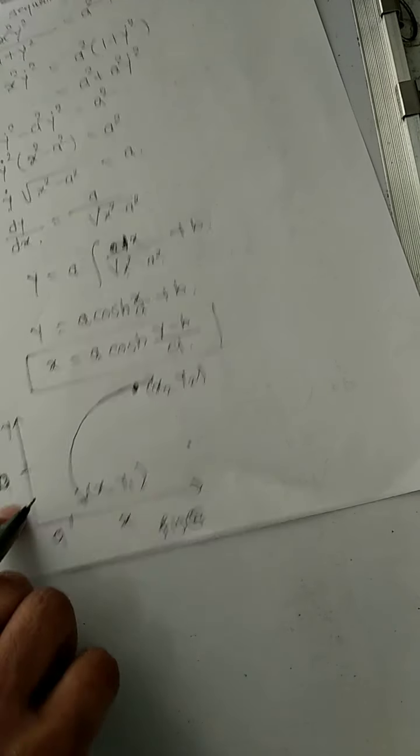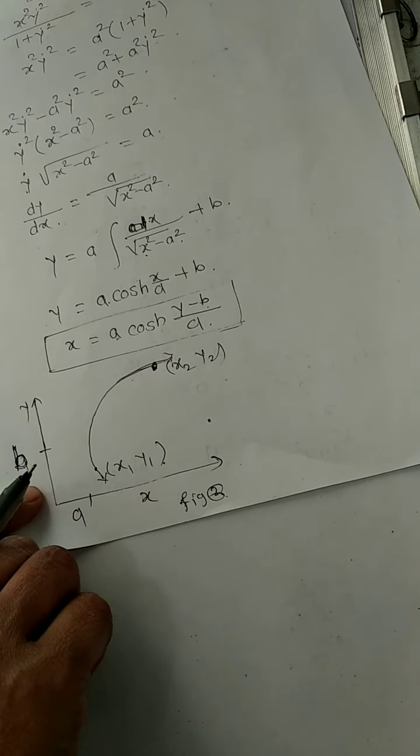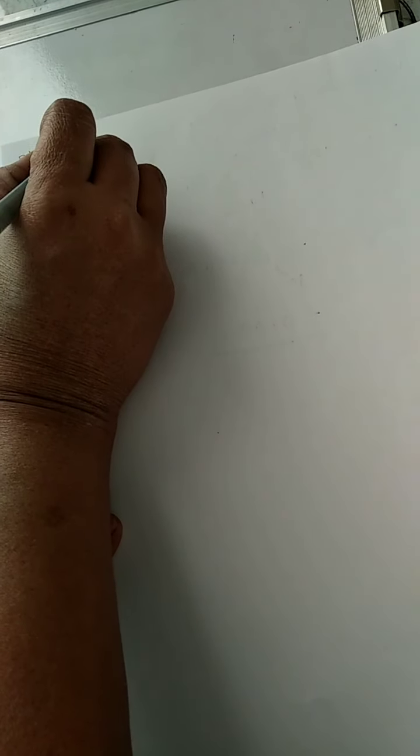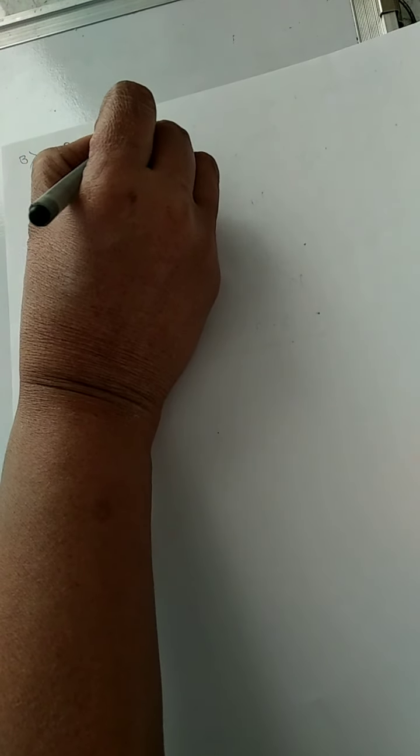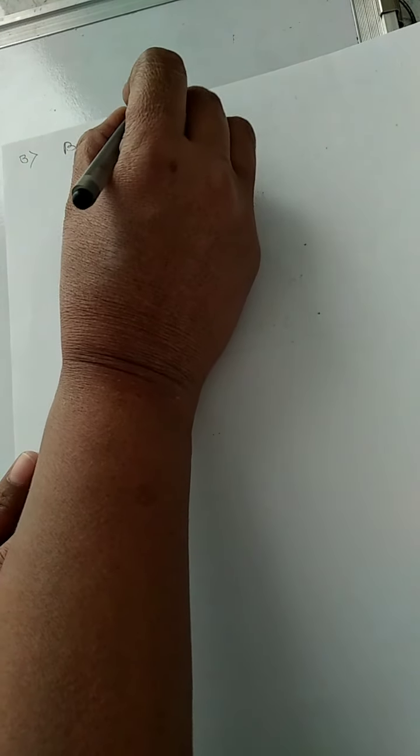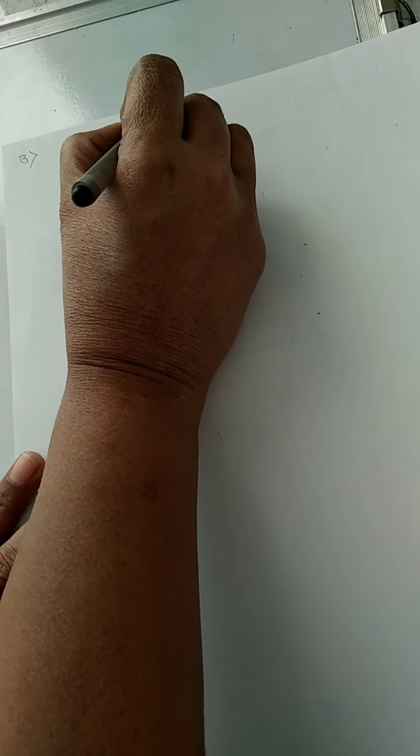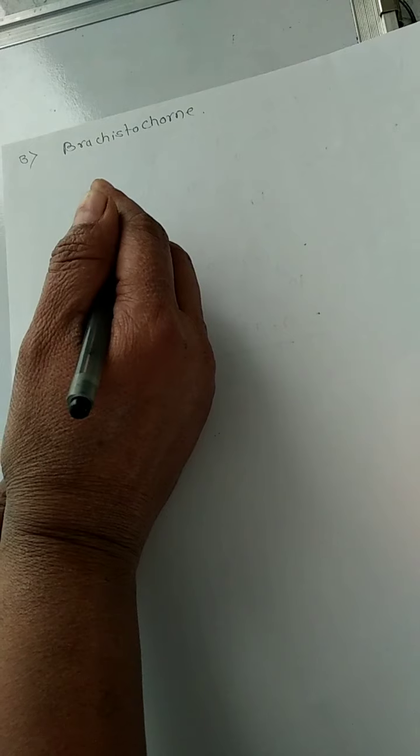Then the third example of Lagrange's equation is the brachistochrone problem.